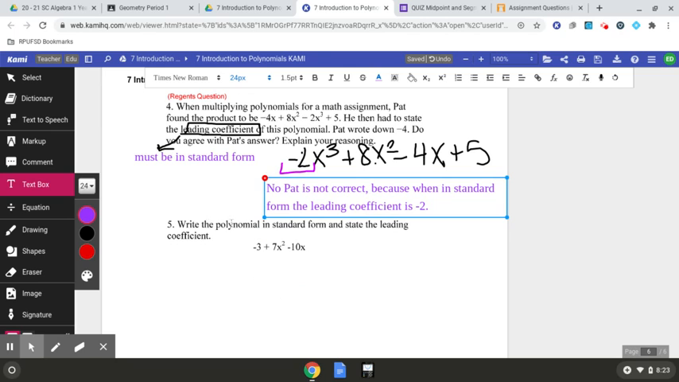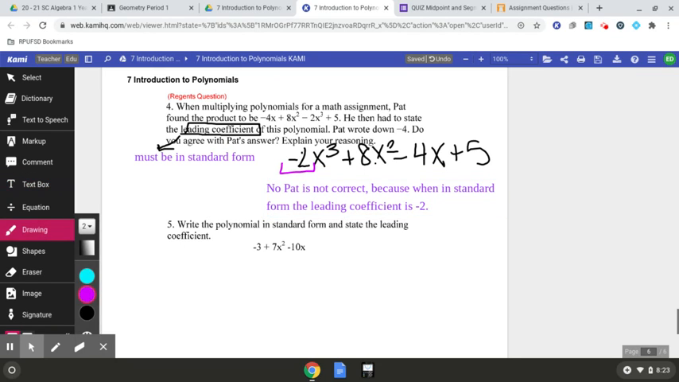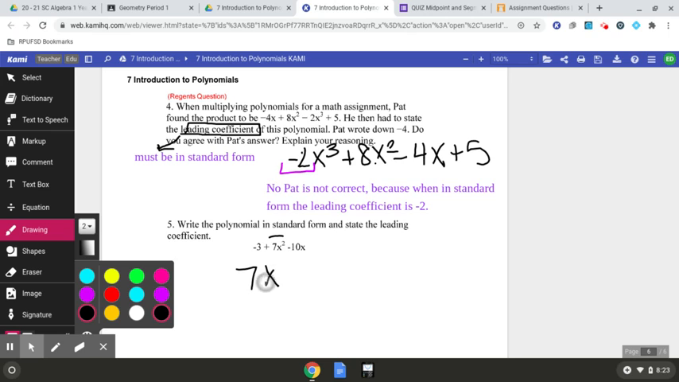Okay, and then number 5, write the polynomial in standard form and state the leading coefficient. So we're going to write it in standard form and then state the leading coefficient. So for standard form, my 7x squared would go first, then my negative 10x, then my minus 3, and my leading coefficient here, or number in front, is just the 7.